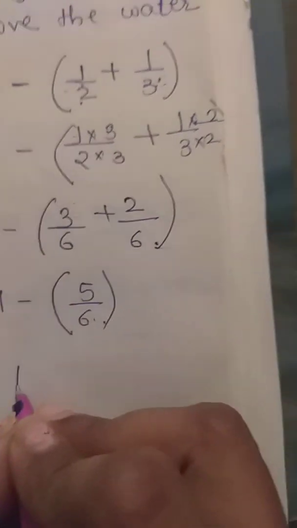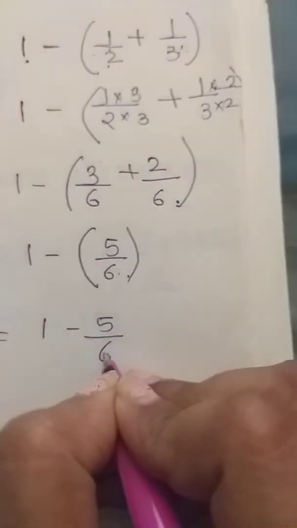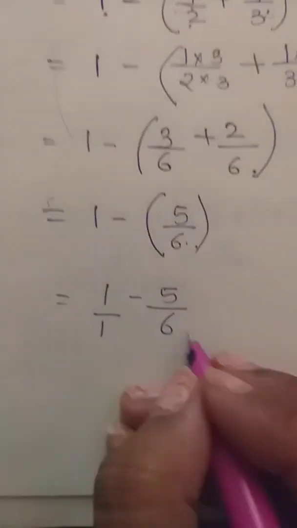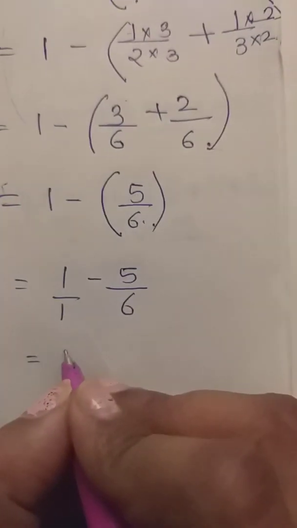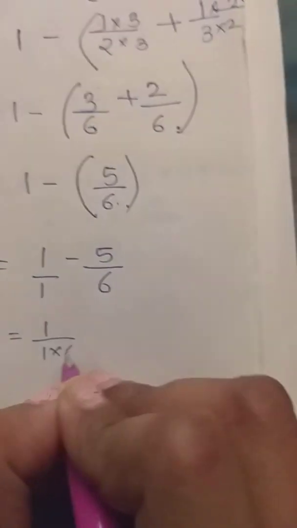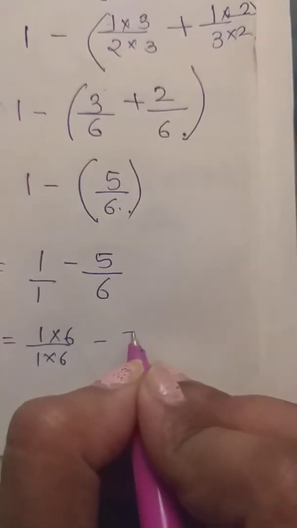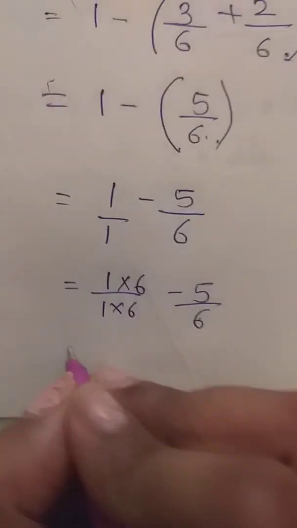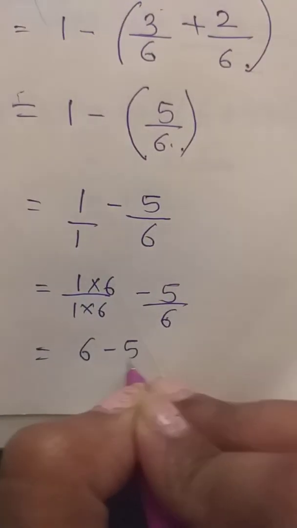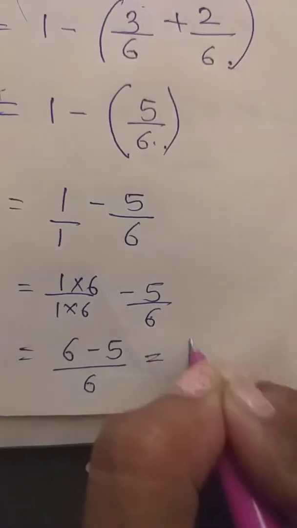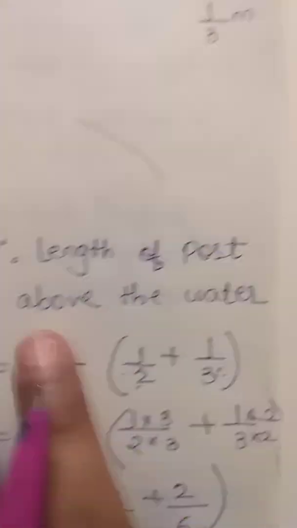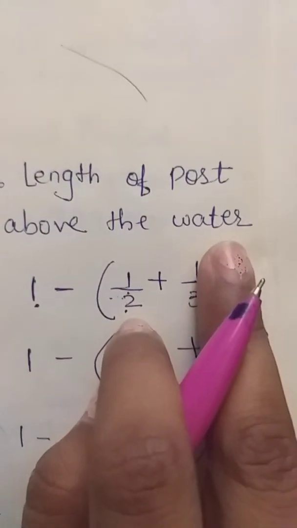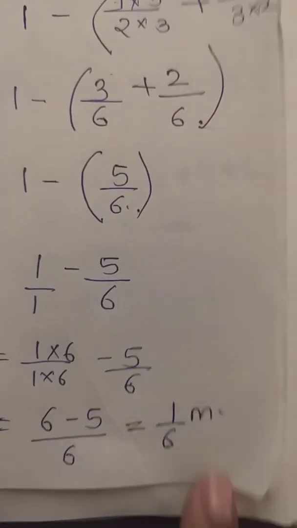So what we'll do, 1 minus 5/6 will give the remaining length. Now in this case again it is minus, so we have to make the denominator same. So 1/1 multiplied by 6 and multiplied by 6, so as to make the denominator same. 6 minus 5 over 6, that is 1/6 meter. So this is the length of the post above the water. So the total length of the post above the water is equal to 1/6 meter.